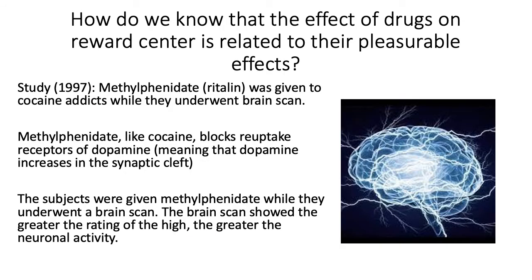So how do we know that the effect of drugs on the reward center is related to their pleasurable effects? Several studies were done to show this. One study was done in 1997 in which cocaine drug users or cocaine addicts were treated with methylphenidate. Methylphenidate actually works like cocaine in that it blocks the reuptake receptors of dopamine. And if it blocks it, that means that there's more dopamine available in the synaptic cleft.